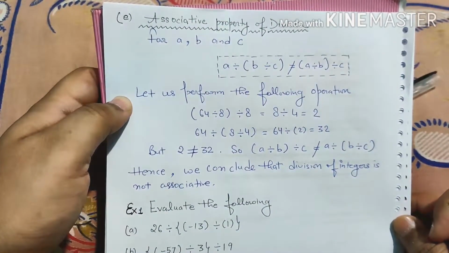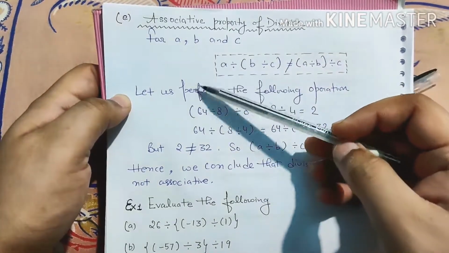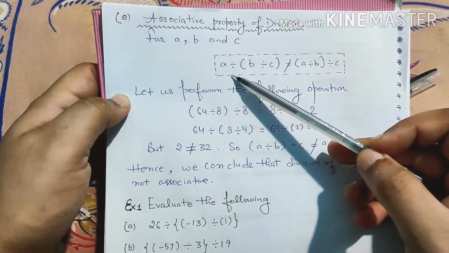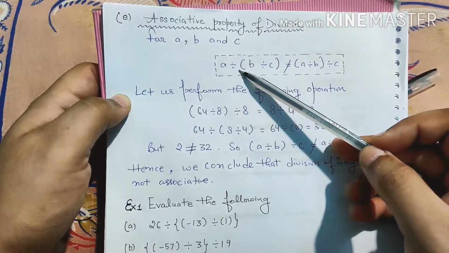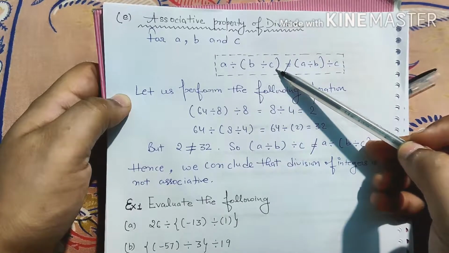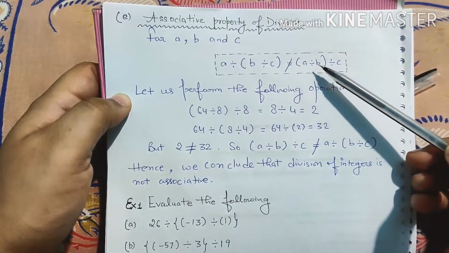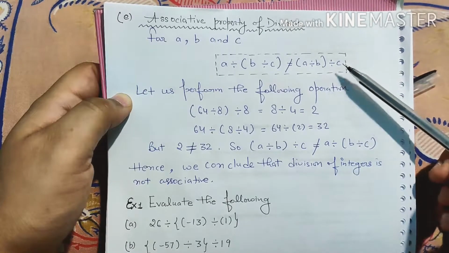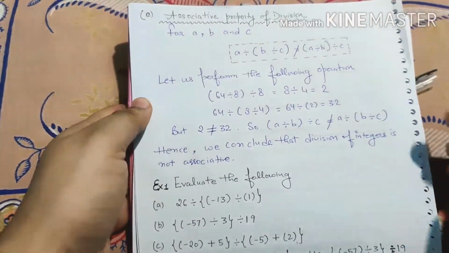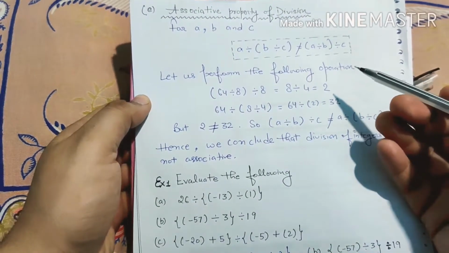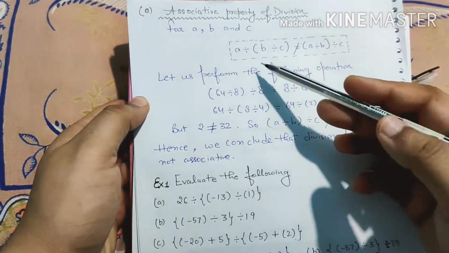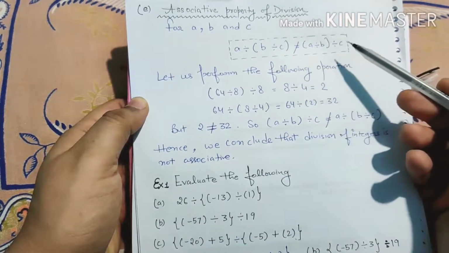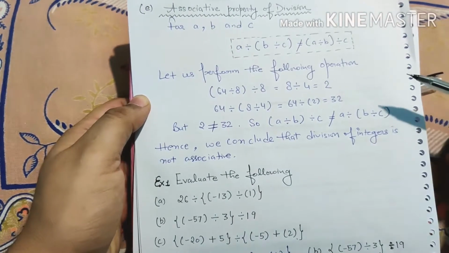Associative property of division. For example, a, b, c are any integers, so a divided by (b divided by c) does not equal (a divided by b) divided by c. You can put the values and check whether the left hand side does not equal the right hand side. You can put any value. Okay.